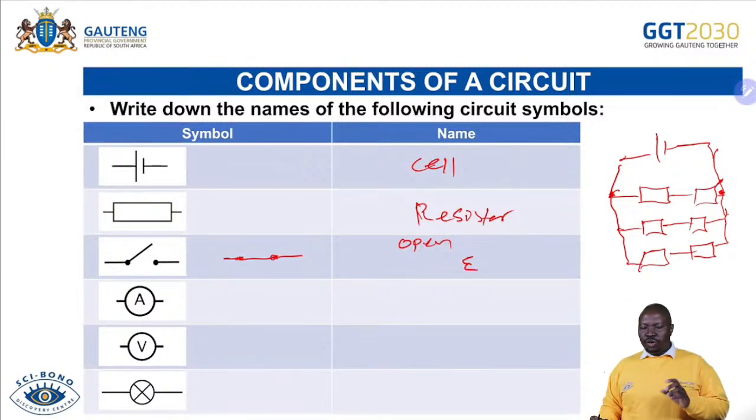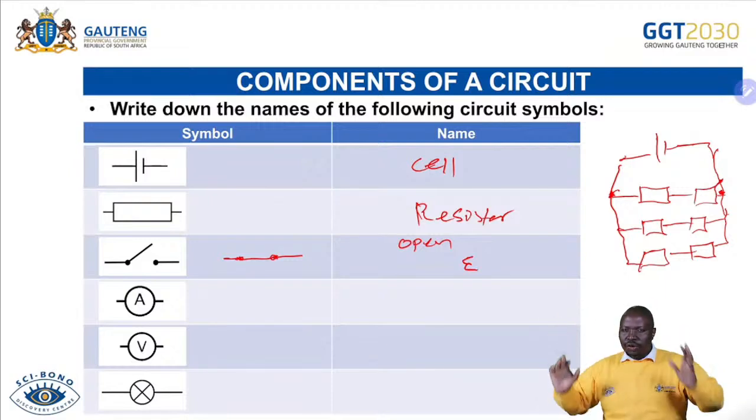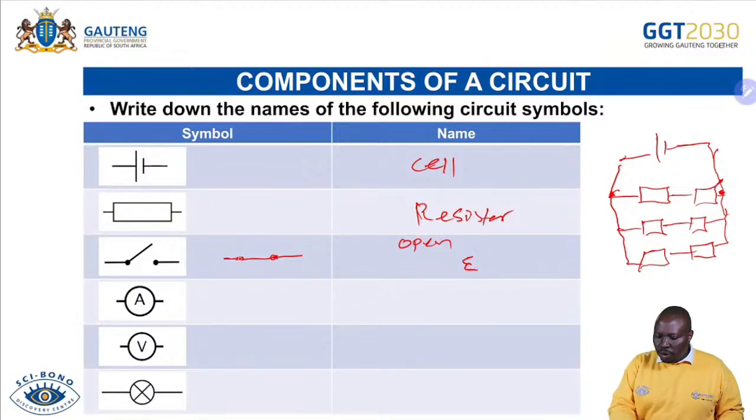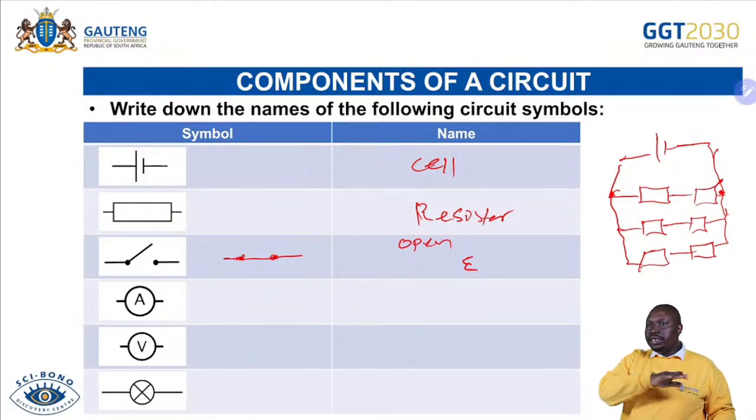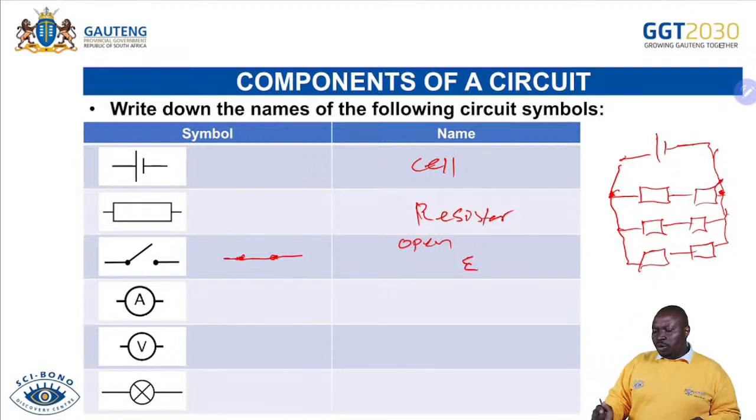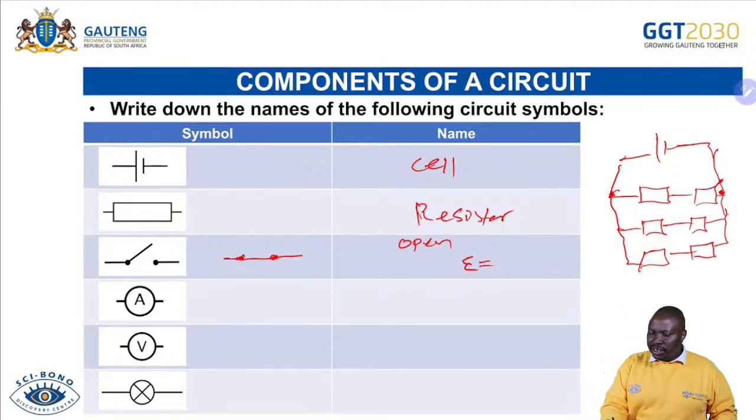So remember, when the switch is open, the EMF of a battery or of a cell, we just read it across the battery, because there's no flow of charges, since the circuit is incomplete. But immediately when you close the switch, the charges start to flow, and when the charges are flowing, I don't want you to think that the EMF disappears. No, the EMF is now divided into two. It's divided into V internal plus V external.